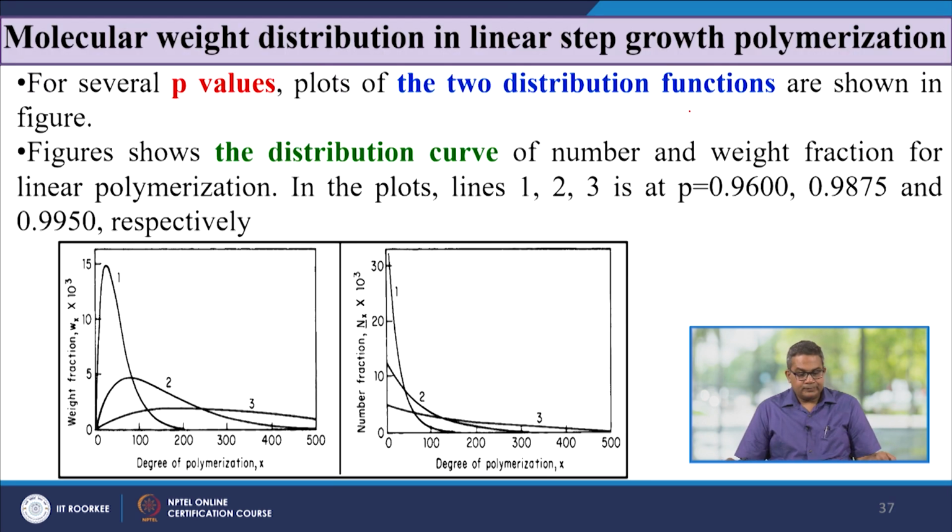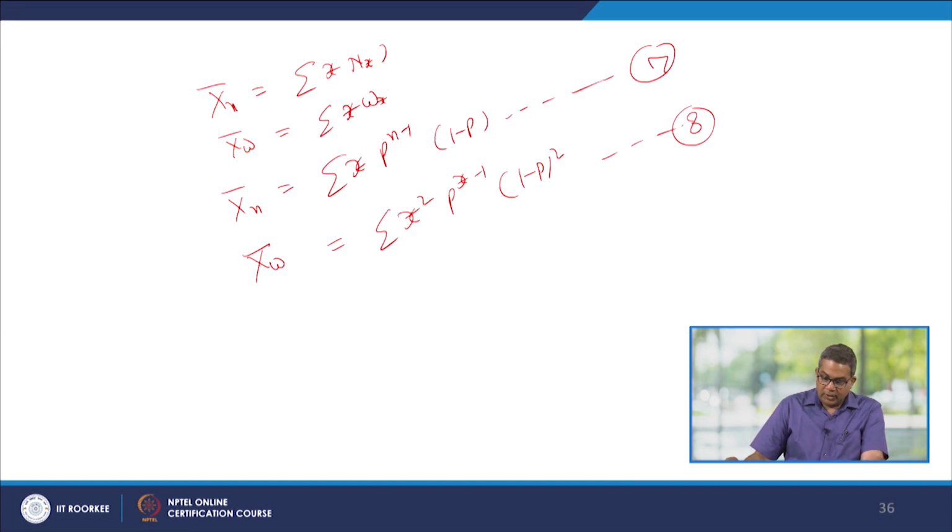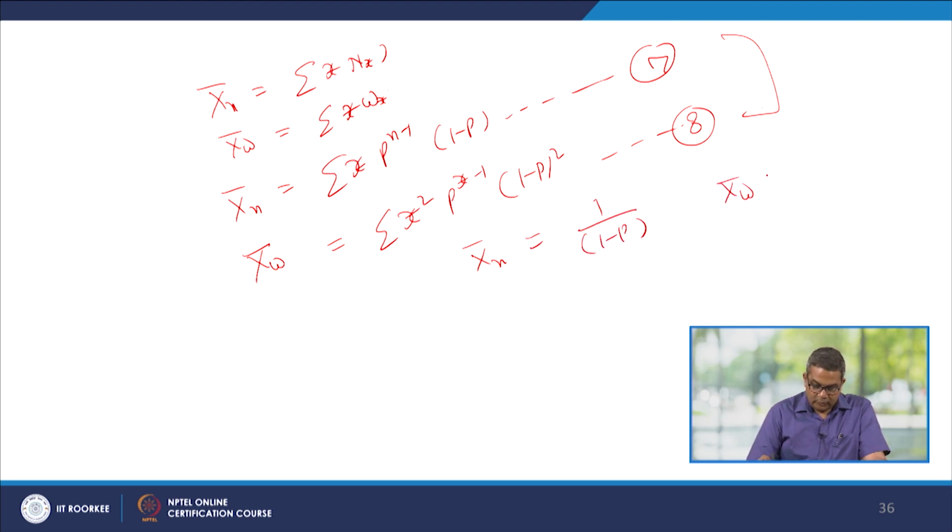Now if we evaluate equations 7 and 8, bar Xn is equal to 1 upon 1 minus P, and bar Xw is equal to (1 plus P) upon (1 minus P). The breadth of the molecular weight distribution, also referred to as the polydispersity index or PDI, is given as bar Xw over bar Xn equal to 1 plus P.